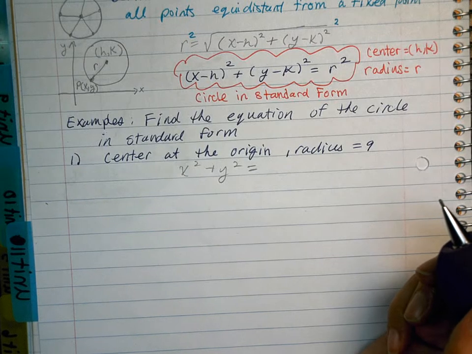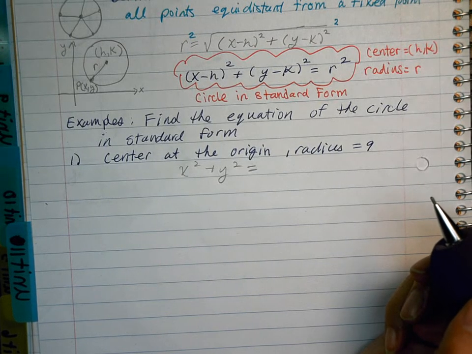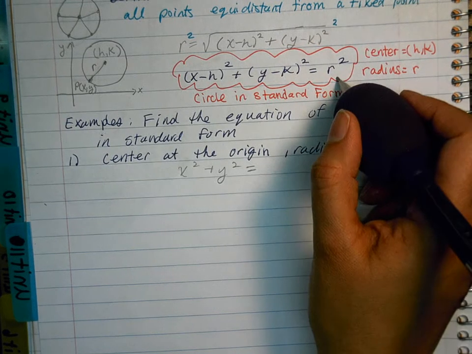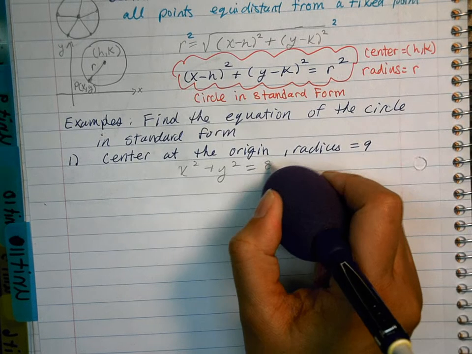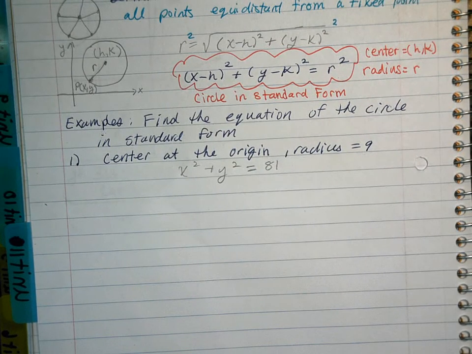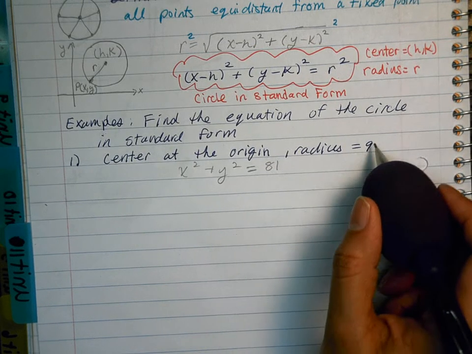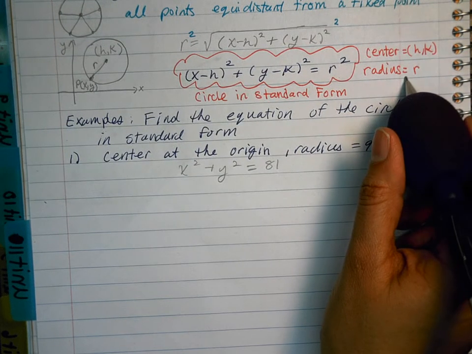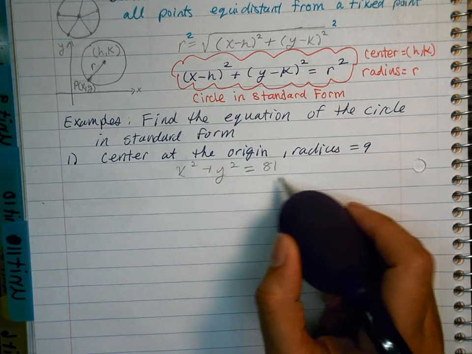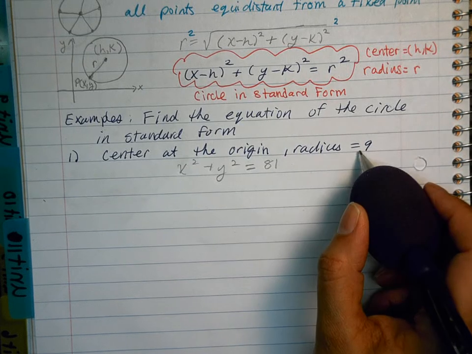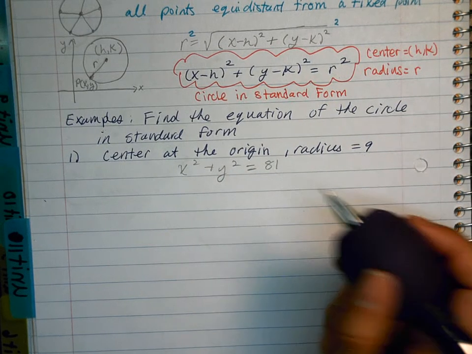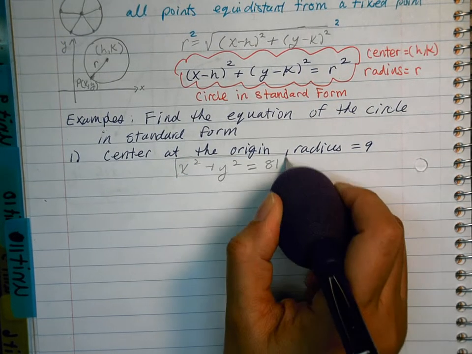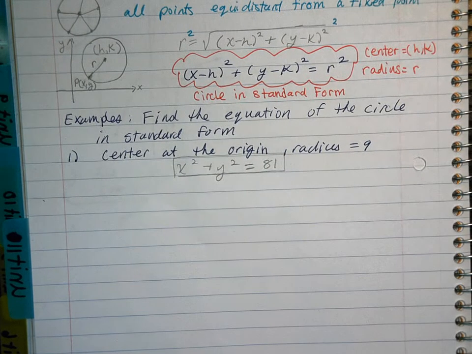Or 3? What would I put there? If the radius is 9, what would I put here? What would I put? I would put 81, because the radius is always the square root of this number. So if this is 81, the radius would be 9, which is what they gave us. Got it? Questions?